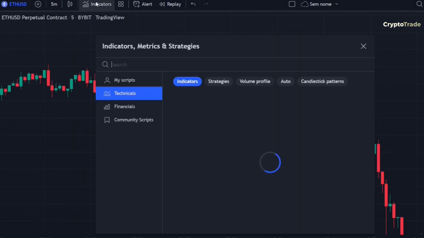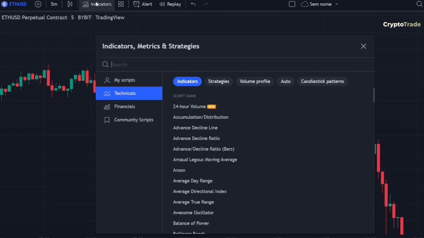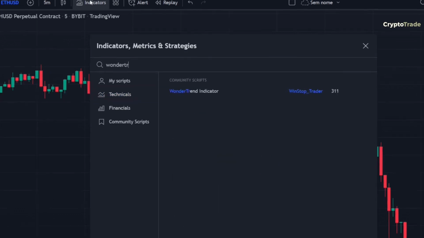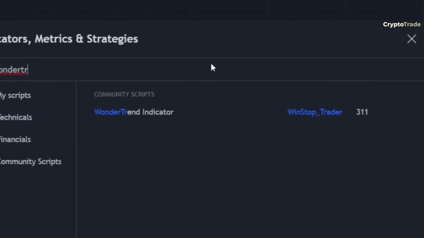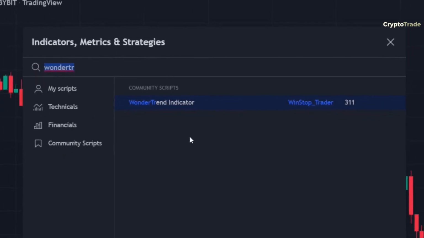To add the first indicator to the chart, open the indicator search bar in TradingView and type WONDERTREND INDICATOR. Select this indicator as shown here in the video.